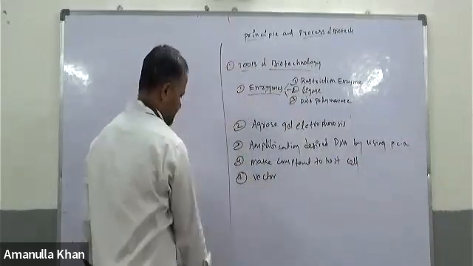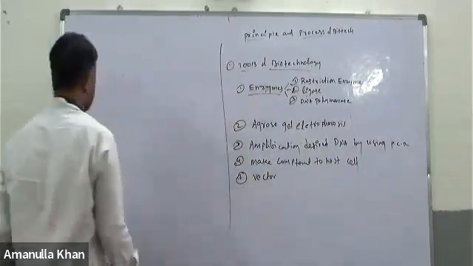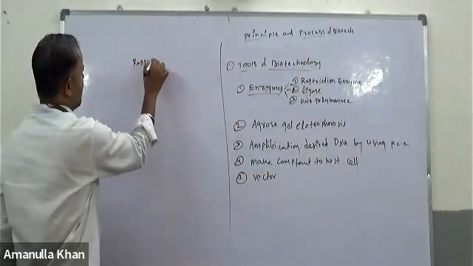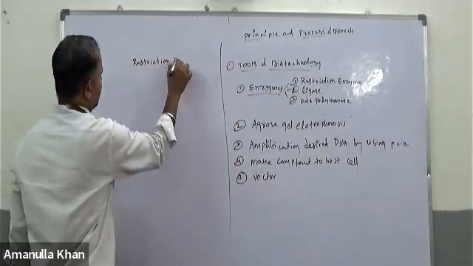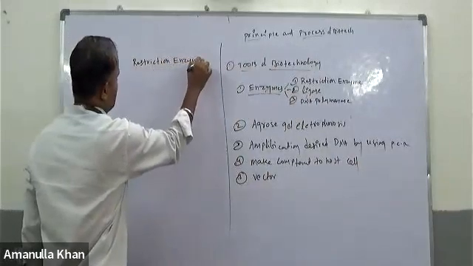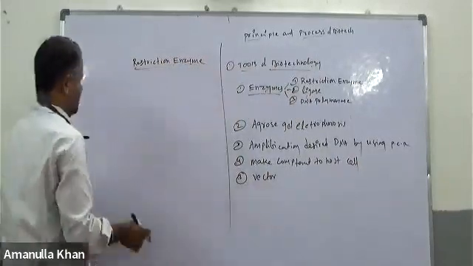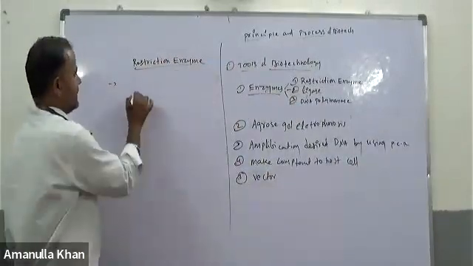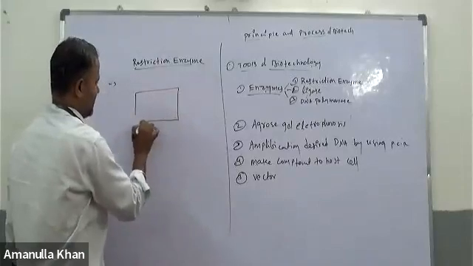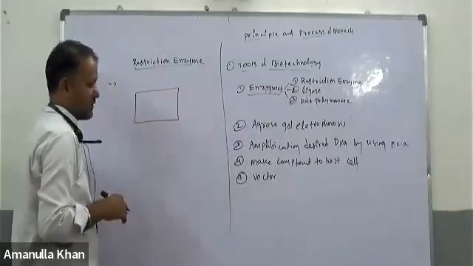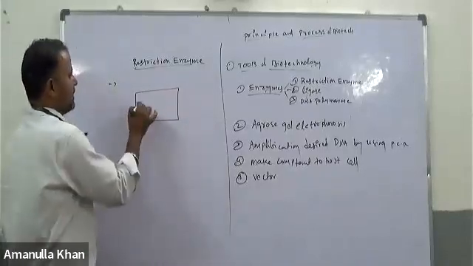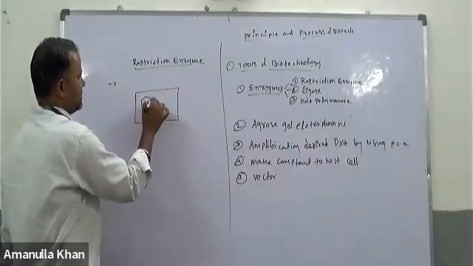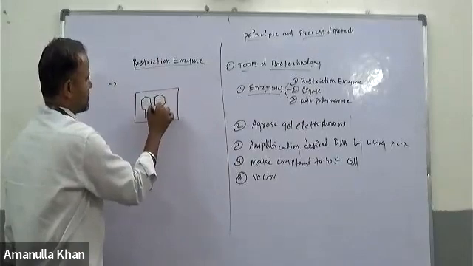First, restriction enzyme. Now, this restriction enzyme was discovered where? In the E. coli cell. E. coli is nothing but Escherichia coli bacteria. In E. coli bacteria there are bacteriophages.